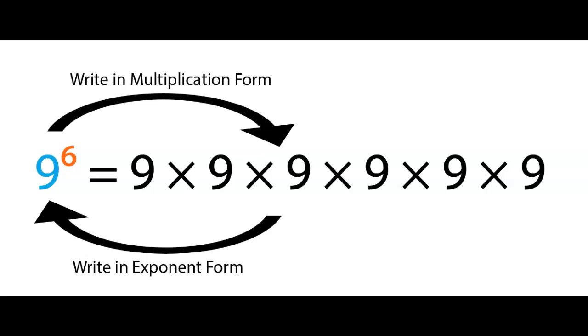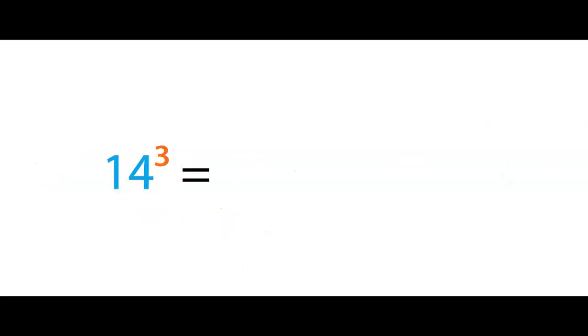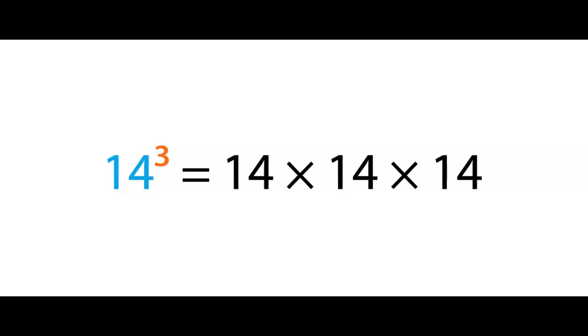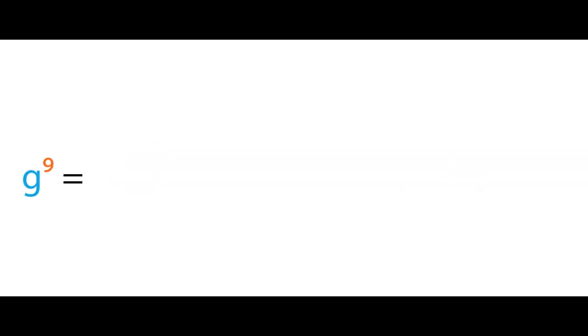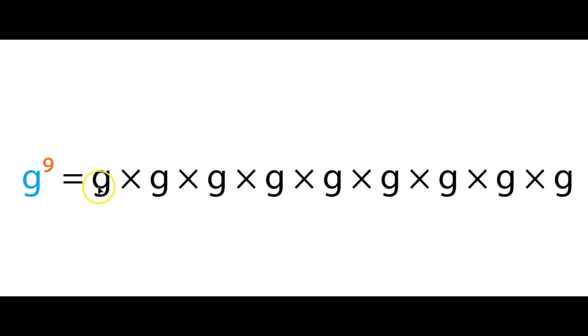Okay, let's practice. If we had 14 to the power of 3, how would we write that in multiplication form? We would write it like this, 14 times 14 times 14. 3 14s, multiplication signs in between them. What if we had g to the power of 9? How would we write that? We would write it like this, g times g times g. Okay, 9 g's, boom. And then we put multiplication signs in between, right?